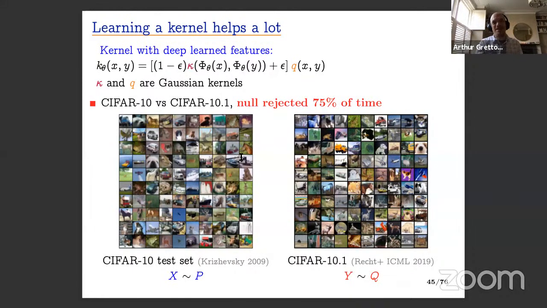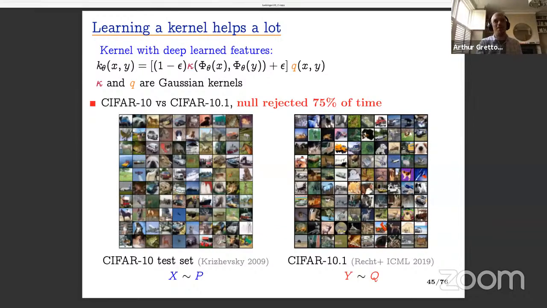So this problem, if I'm just using an exponentiated quadratic kernel on my images, of course, I'm going to get the null. It's not a powerful enough kernel for the number of samples that I've seen to tell apart CIFAR-10 and CIFAR-10.1. I would need vastly more samples, impractically more samples.